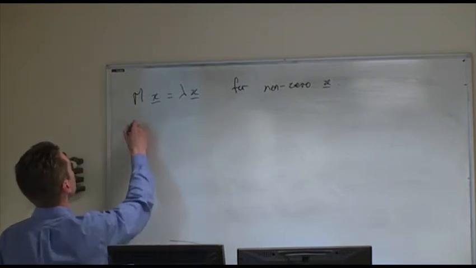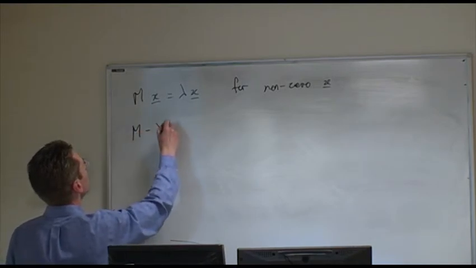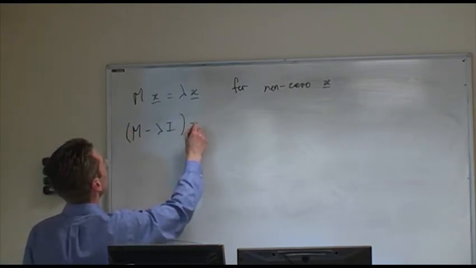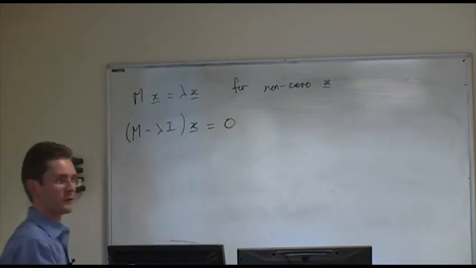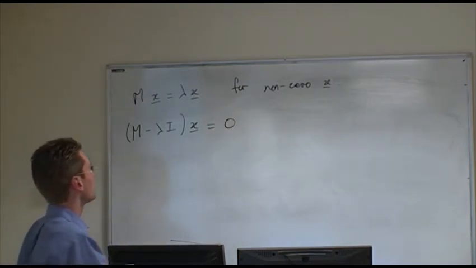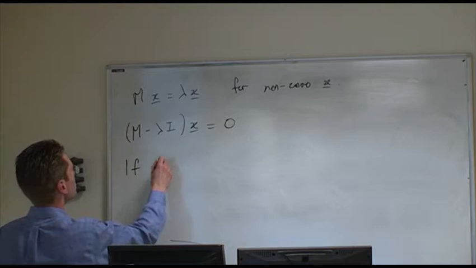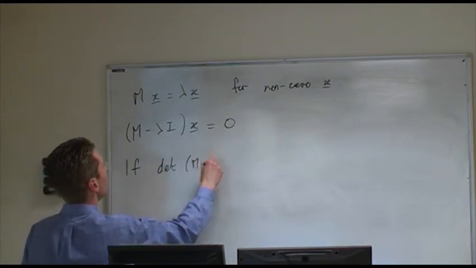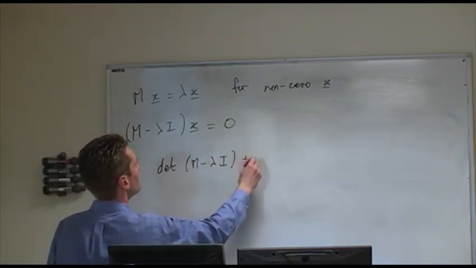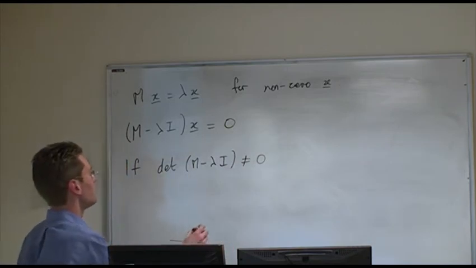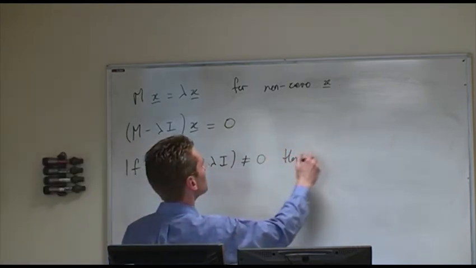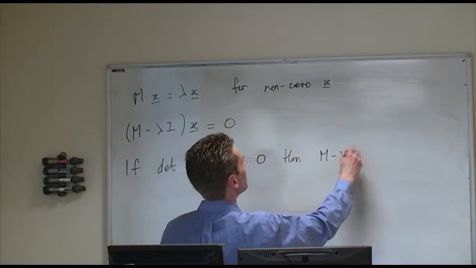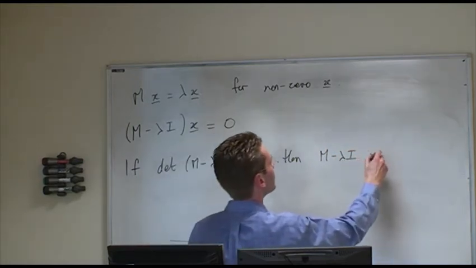Well, I can rearrange this as M minus lambda lots of the identity times x is equal to 0. So let's think. If the determinant of M minus lambda lots of the identity is not 0, then we know that the matrix M minus lambda I is invertible.